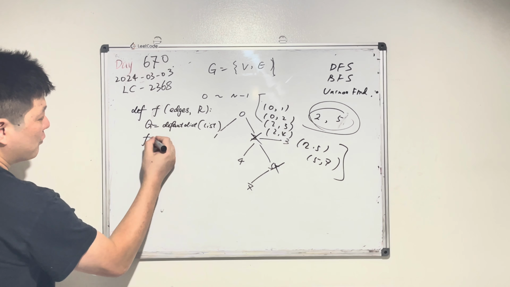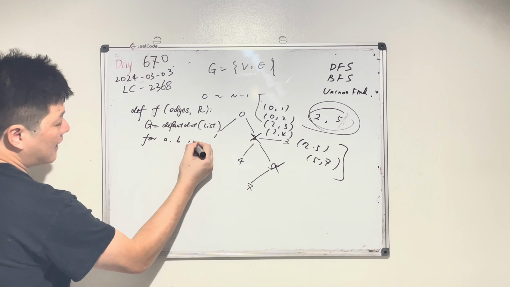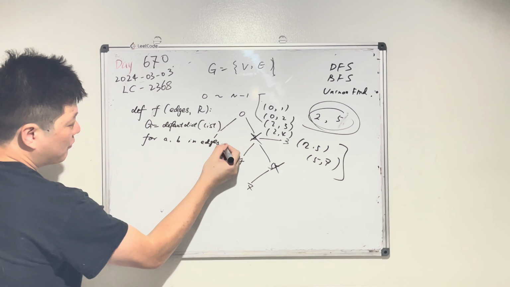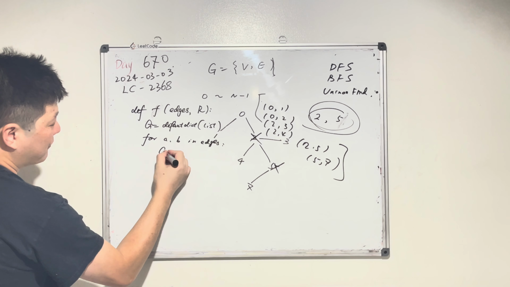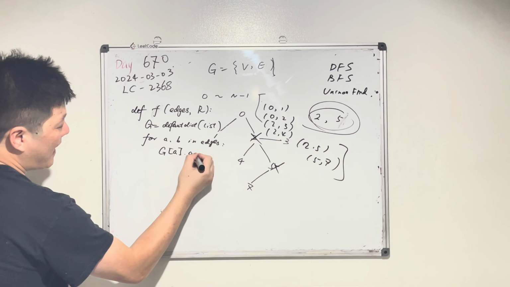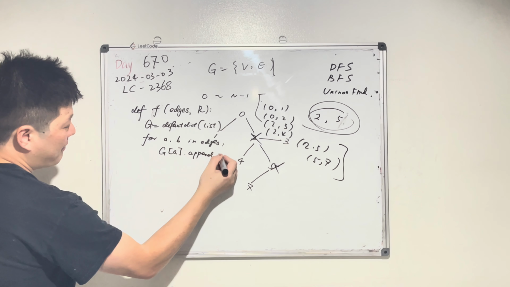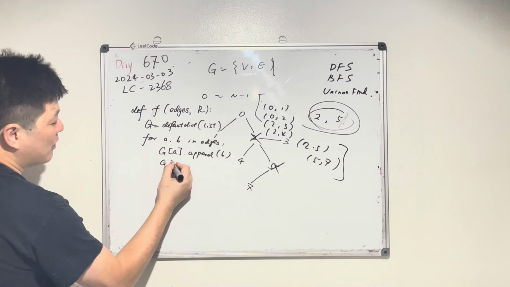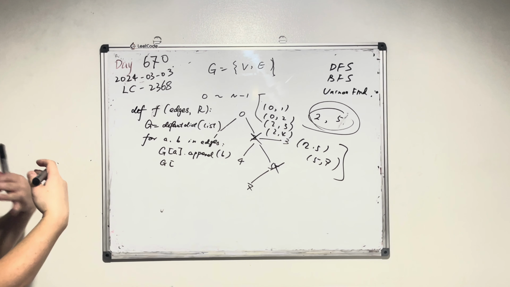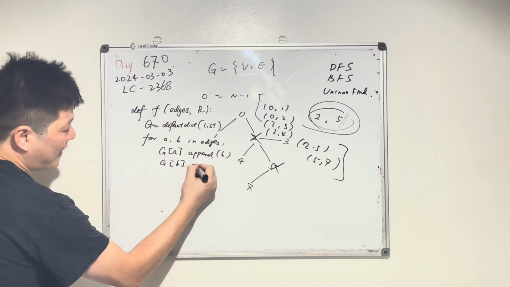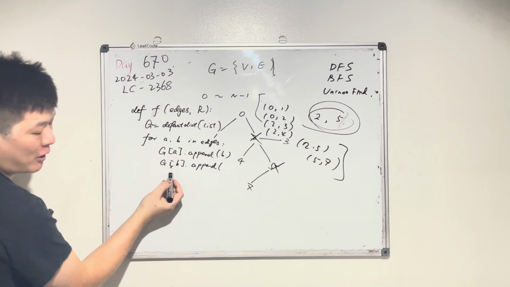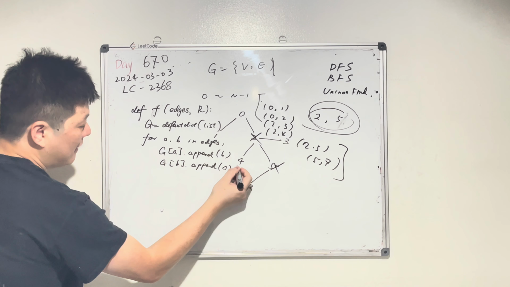Adjacent list. Then for A, B in edges, so we have edges from A to B, then we have to say G[A].append(B). G[A] is a list, append B. And also, because it's undirected, G[B].append(A), right? We have an edge from A to B, and we also have an edge from B to A, okay?